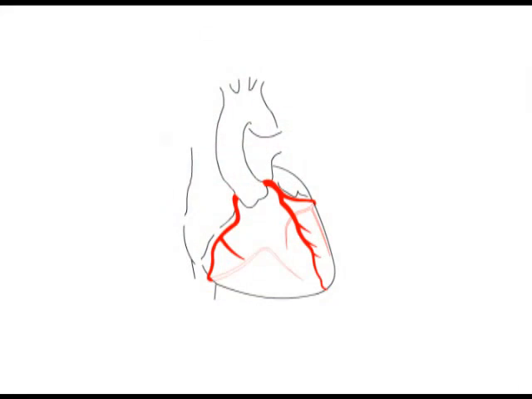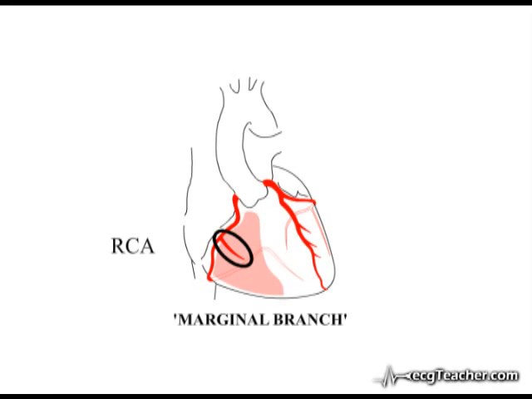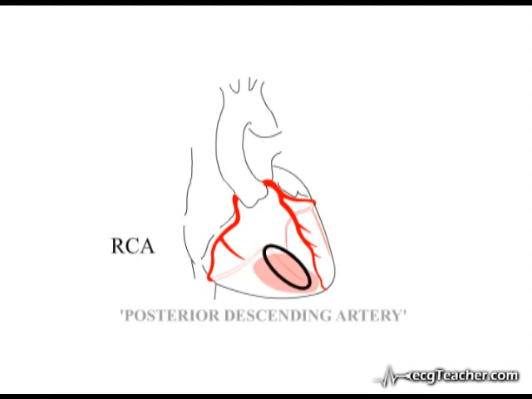The heart is supplied with arterial blood by the branches of the right and left coronary arteries. The right coronary artery, or RCA, supplies the right ventricle through a marginal branch which arises near the origin of the vessel. In 90% of individuals, the RCA then goes on to supply the inferior surface of the ventricles through a branch called the posterior descending artery. This posterior descending branch also supplies the posterior 1/3 of the interventricular septum.